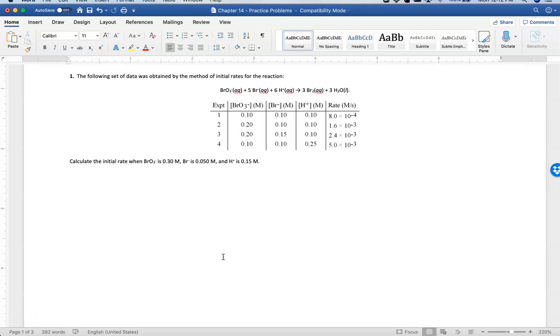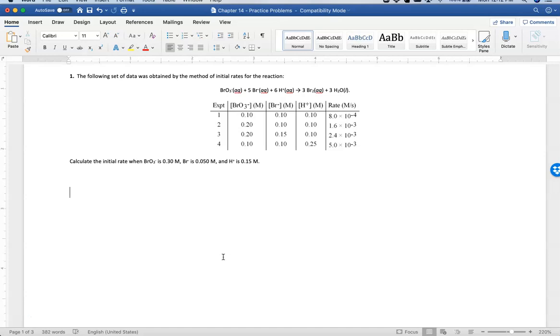Hi everyone. So as we discussed in our Zoom meeting this morning, I had several students ask for three types of problems. So this will be the first of the three that I'll address, which will be determining the rate law from experimental data.